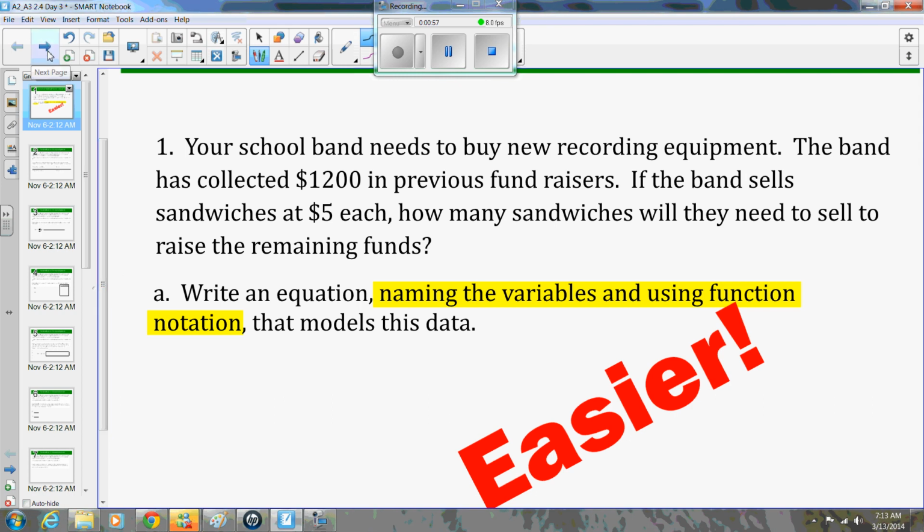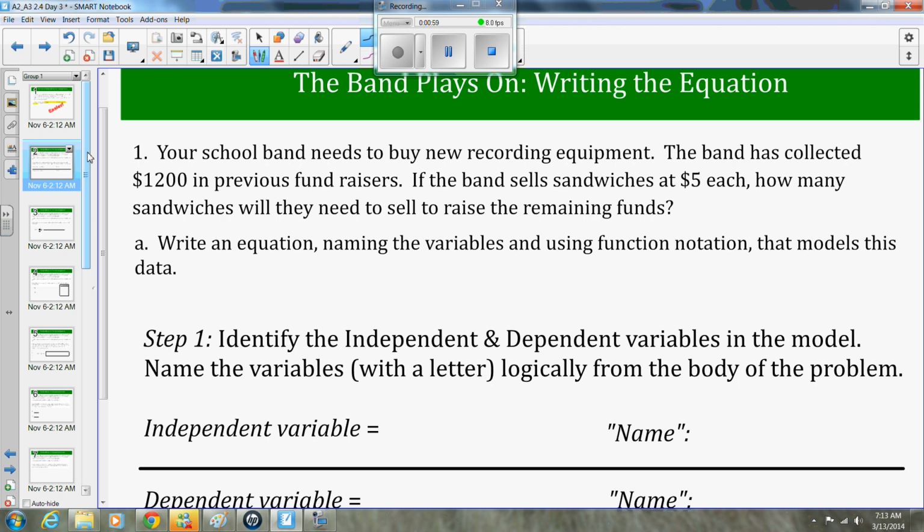Okay, so let's take a look. First step, your school band wants to buy new recording equipment. The band has collected $1,200 in previous fundraisers. If the band sells sandwiches at $5 each, how many sandwiches will they need to raise the remaining funds? So we want to write an equation, we want to name the variables, and we want to use function notation.